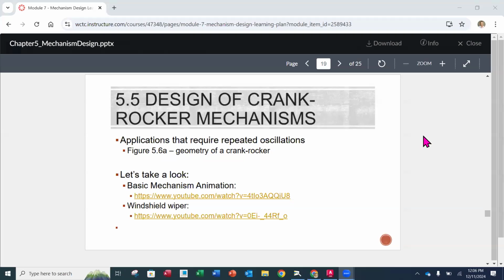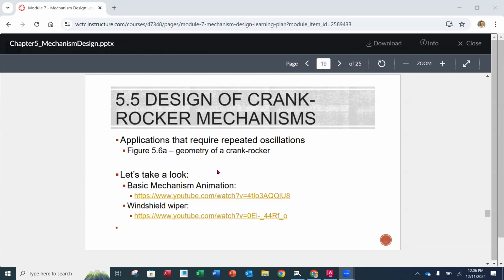Okay, so we are ready to move into the last type of mechanism that we're going to be designing, and that's going to be a crank rocker mechanism. Up until this point, the first two main sections that we've been looking at were slider crank mechanisms. We looked at inline slider crank mechanisms as well as offset slider crank mechanisms. Now we're going to go into the last type, like we say here, a crank rocker.